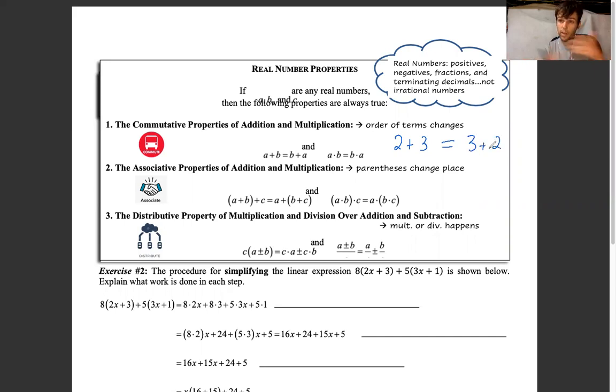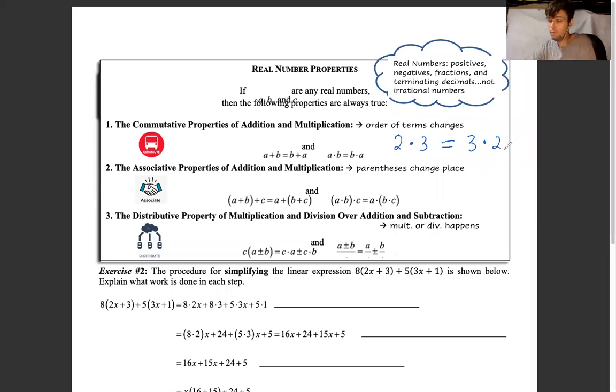We can do 2 plus 3, 3 plus 2. We're going to get 5 no matter what. This also works for multiplication. The commutative property also works for multiplication. So let's just change this to multiply. 2 times 3 is 6.